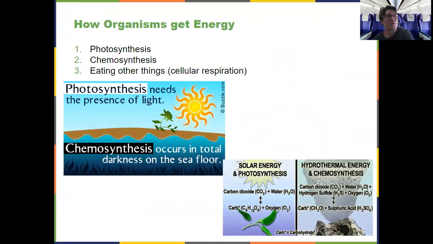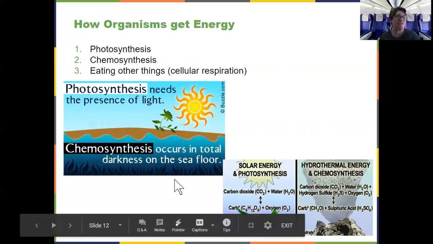These are some ways that organisms can get energy: through photosynthesis, chemosynthesis. They can eat things like we do, from cell respiration, and those are pretty much the 3 ways that we get energy for sure. So photosynthesis is using light to get energy. Chemosynthesis is using chemicals to get energy. That happens where there's no light.